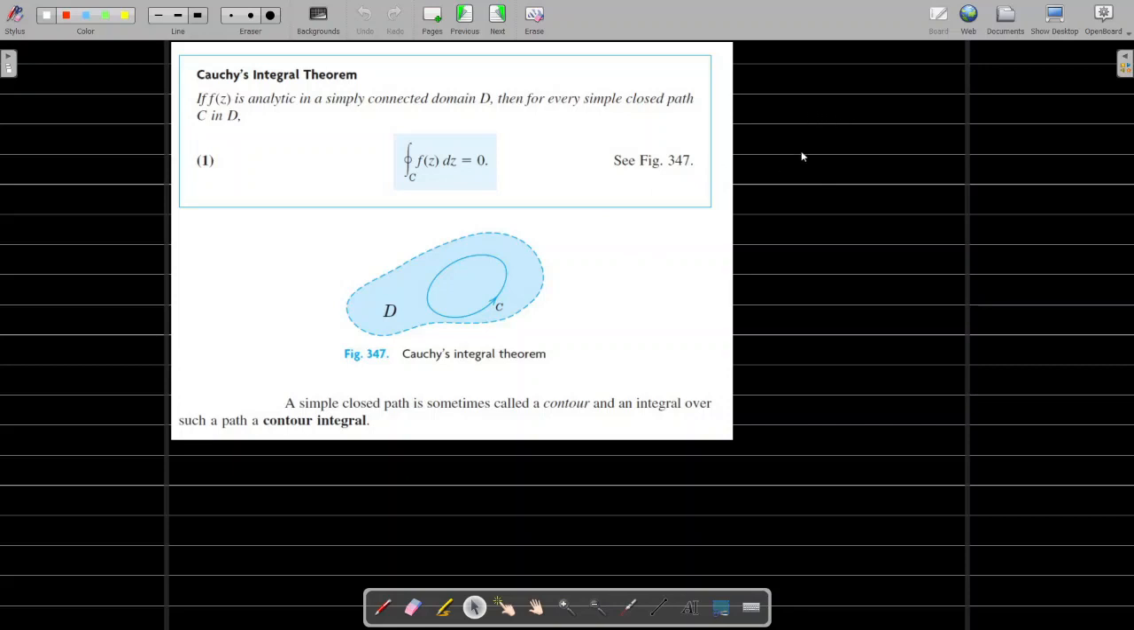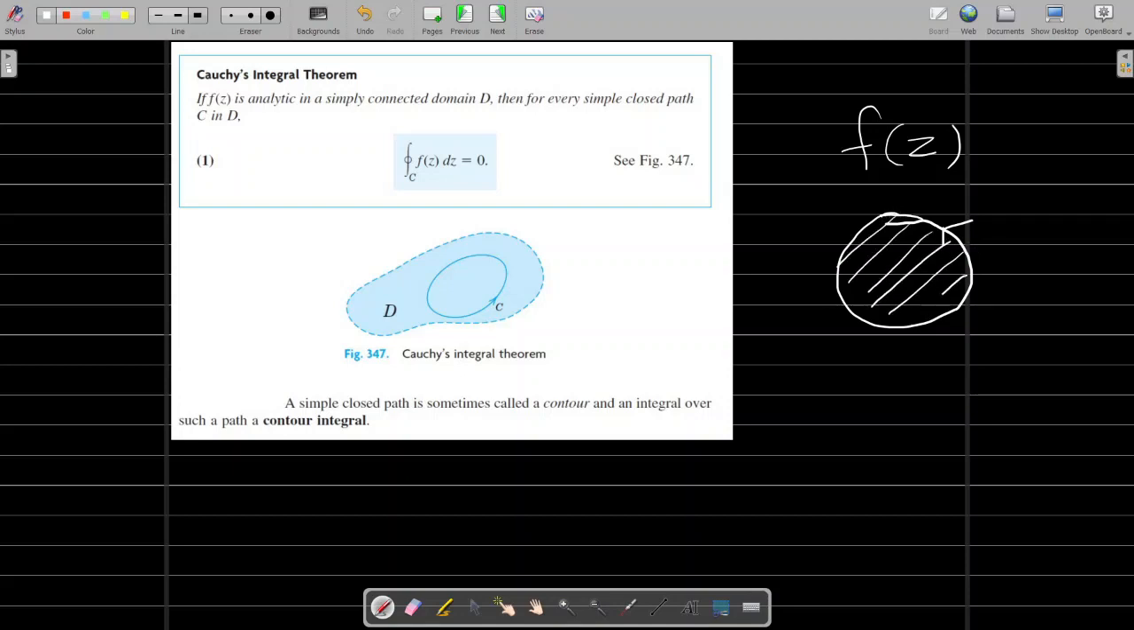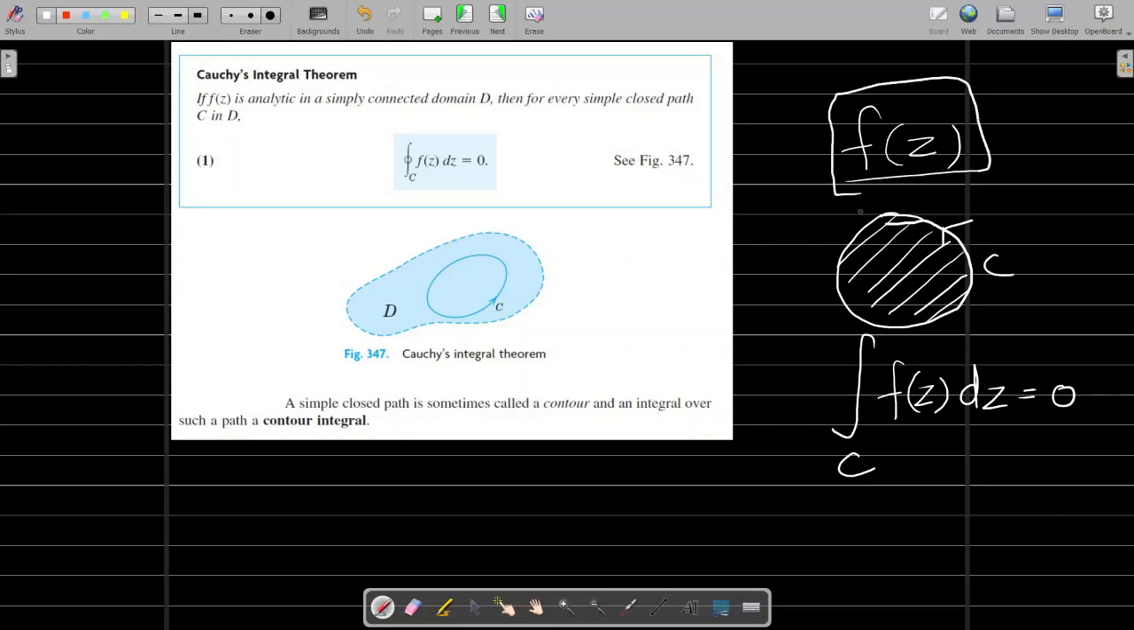Suppose I have a function f of z, and a closed curve C like this, and suppose f of z is analytic inside this closed curve C. Then the integral over C of f of z dz is equal to 0. I'll repeat again. If I have a closed curve C, and my function f of z is analytic inside this closed curve capital C, then the integral over C of f of z dz is equal to 0.